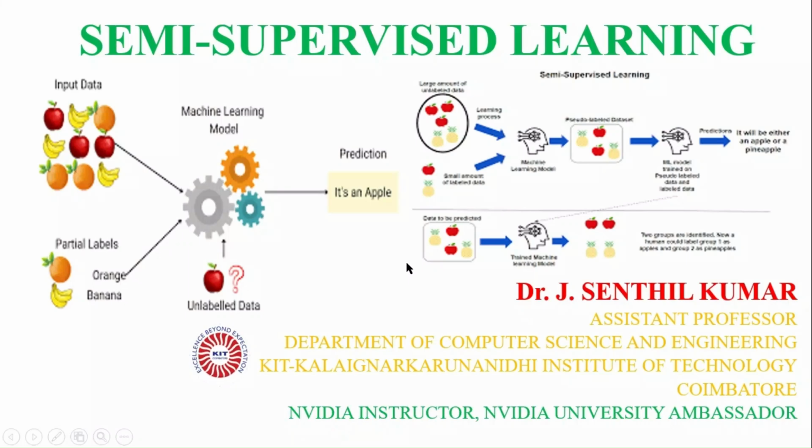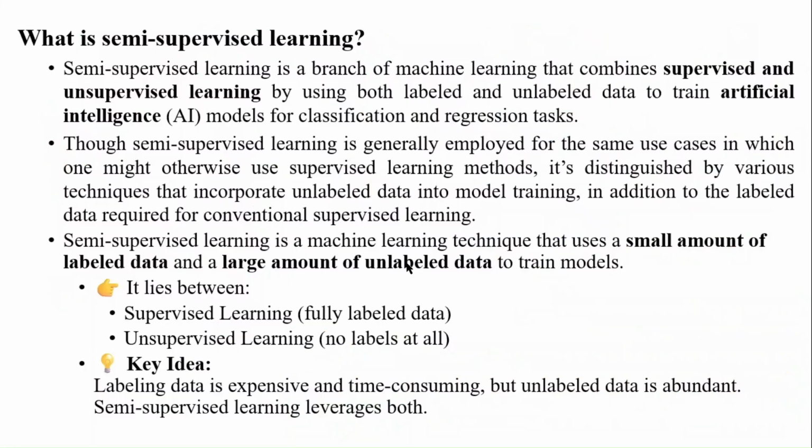Everyone. Today we're going to see about semi-supervised learning. What is semi-supervised learning? Why do we need this topic? Semi-supervised learning is a branch of machine learning that combines supervised learning and unsupervised learning by using both labeled and unlabeled data to train an artificial intelligence model for classification and regression tasks.